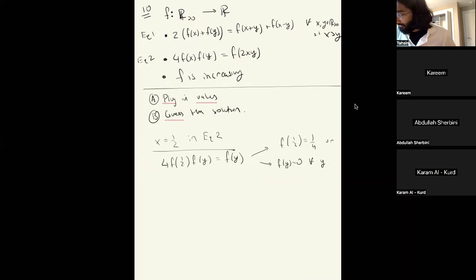So certainly this is a solution to the whole... Actually it's not. Do you guys see why f of y equals 0 is not a solution? Because f is increasing. So it's actually not a solution because of this increasing condition, and we can discard it. That means we certainly know this is true: f of 1/2 is 1/4. Okay, great. So what else do we have now? What can we do now?